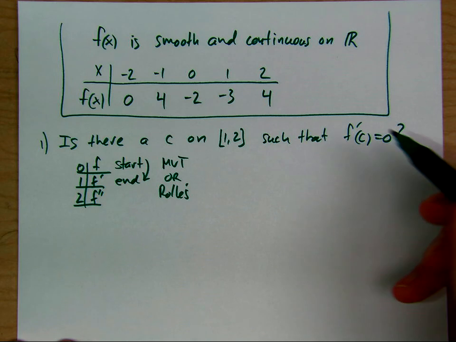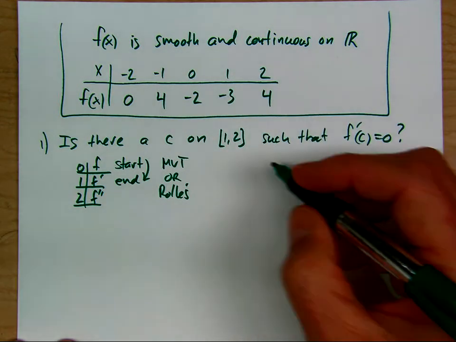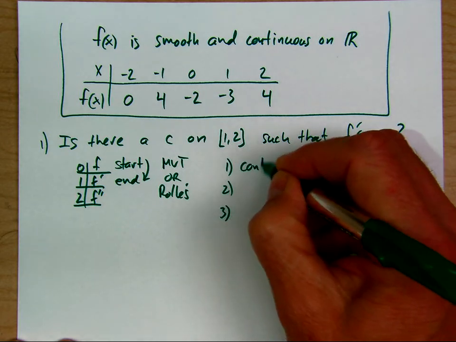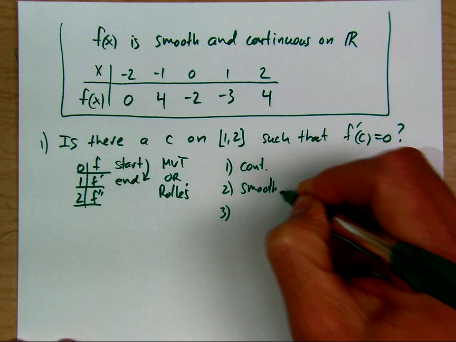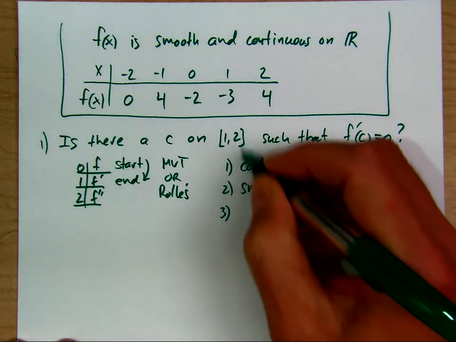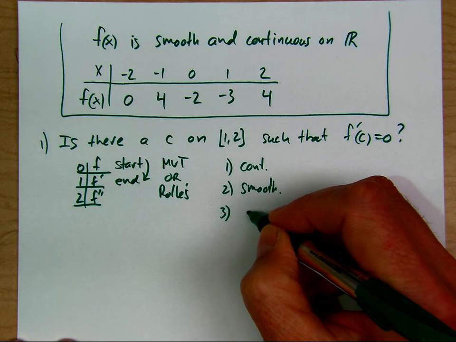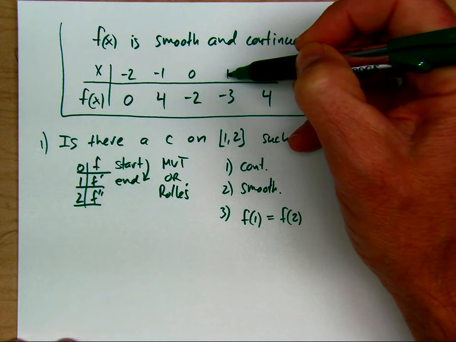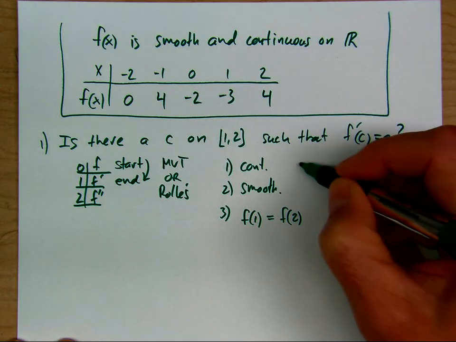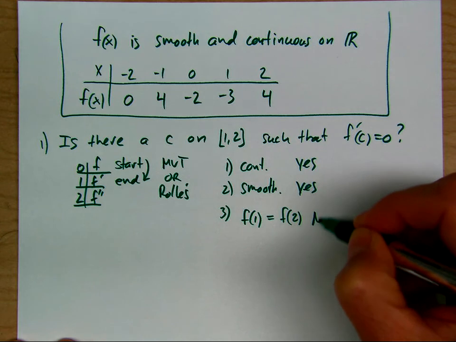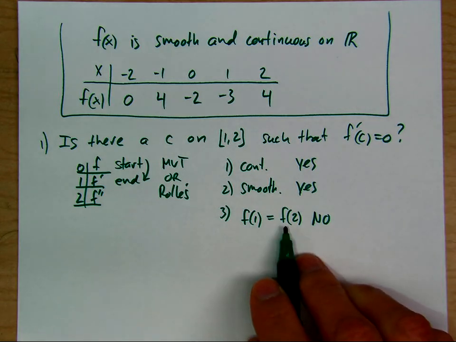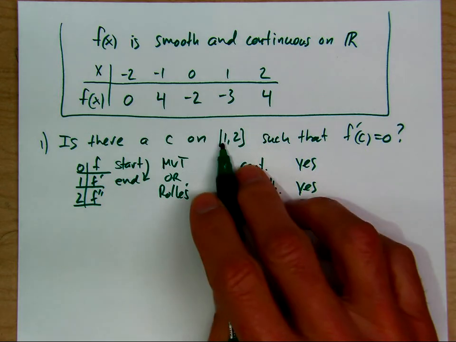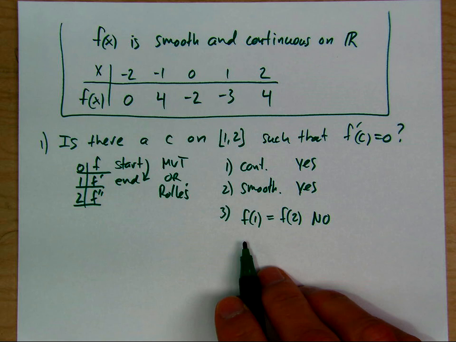So the function is smooth and continuous. Those are the conditions. Let's go ahead and review the conditions for Rolle's theorem. Continuous, smooth, and we're looking at the interval 1 to 2. We have to check if f of 1 is equal to f of 2. F of 1, f of 2. No, so it is continuous, it is smooth, but f of 1 does not equal f of 2. So Rolle's theorem does not apply, and we'd say that there's no c guaranteed on the interval 1 to 2 such that the slope is 0.